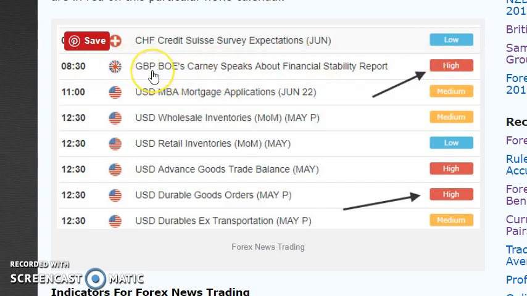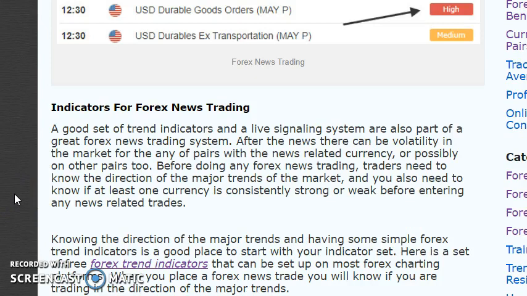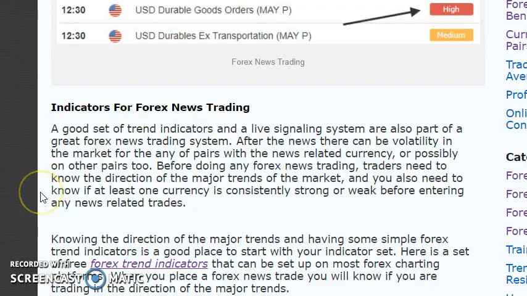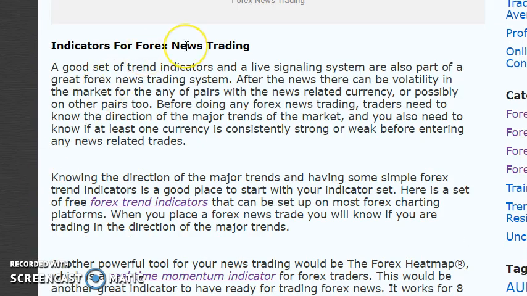So this will generate a lot of volatility potentially for the British pound pairs. And this particular news driver, the durable goods, will generate a lot of potential volatility on the US dollar pairs. And those are 2 of the currencies that we trade. So any of the British pound pairs, any of the USD pairs, that's 14 pairs right there in our trading system. So you know the exact time and date it's going to happen so you can get in front of the computer. Now you need a set of indicators to trade the Forex news. You know when it's going to happen.